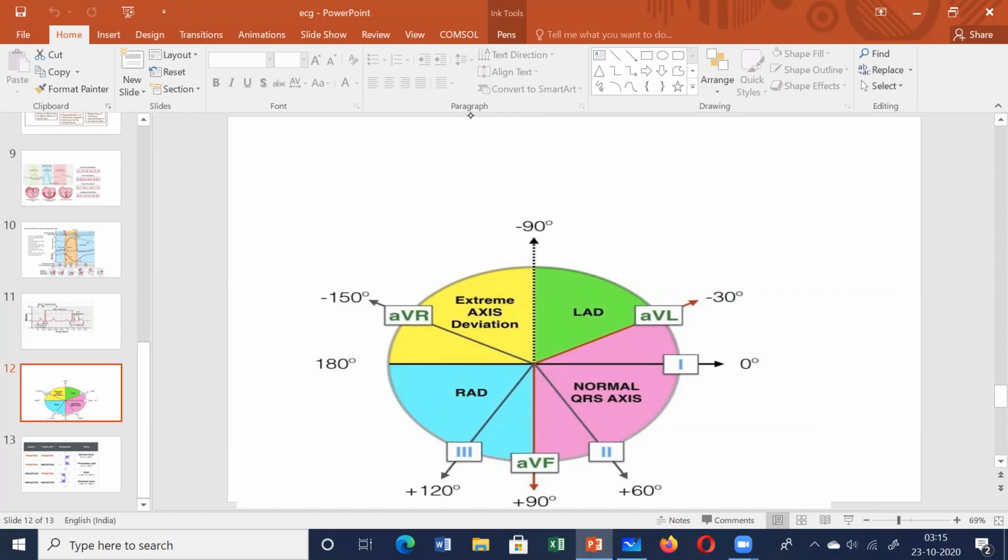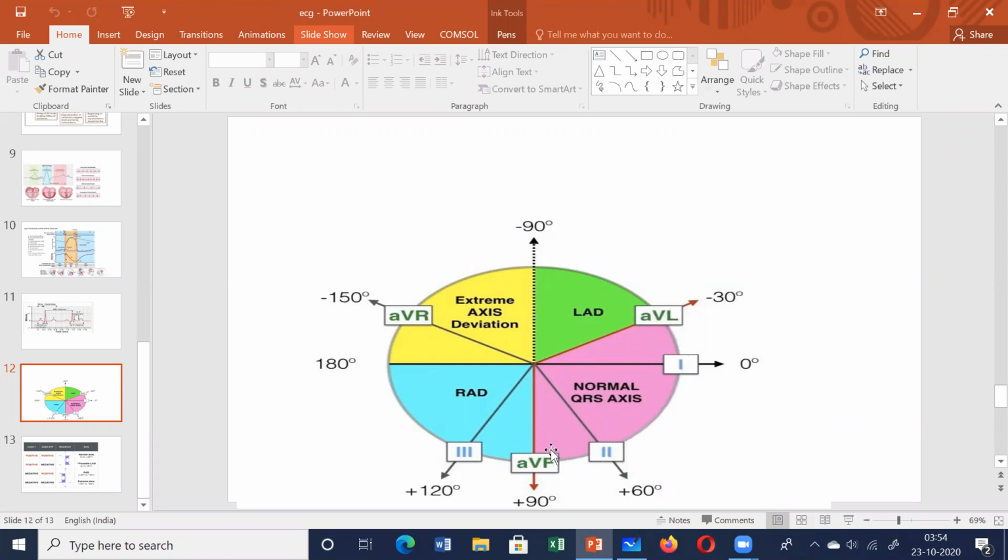Remember one thing. Here I would like to mention that I shall be discussing the approach to determine the axis. There are multiple methods of determining the electrical axis. I shall tell you mainly about the 3-lead approach. You can see here mainly these 3 leads, AVL, lead 1 and lead 2.